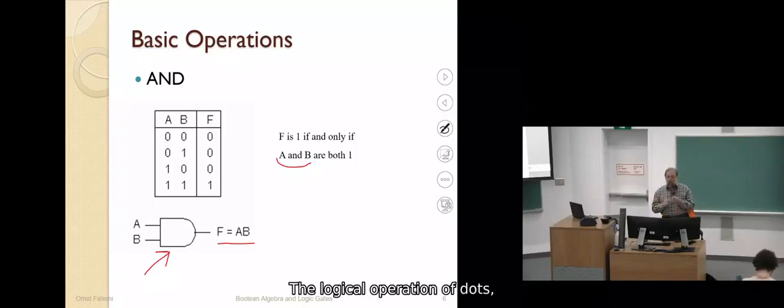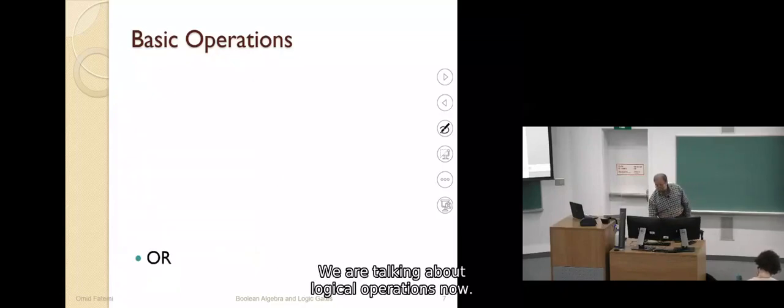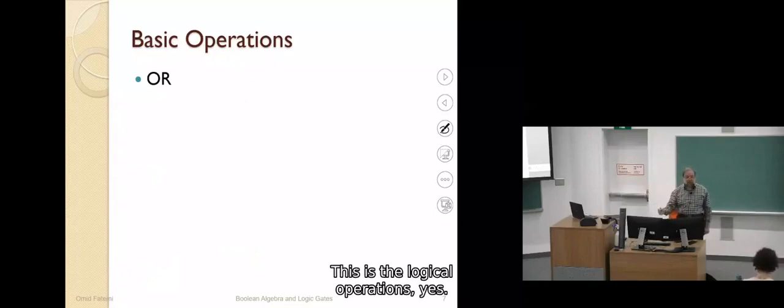The logical operation of dot, which corresponds almost to multiplication in decimal multiplication, is AND. A dot B, A times B, is AND. We are talking about logical operations now.